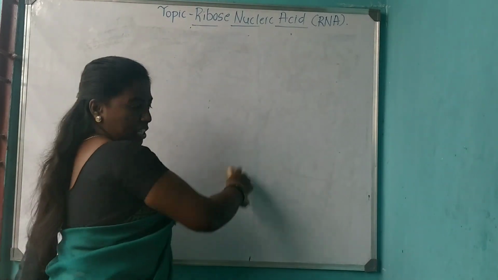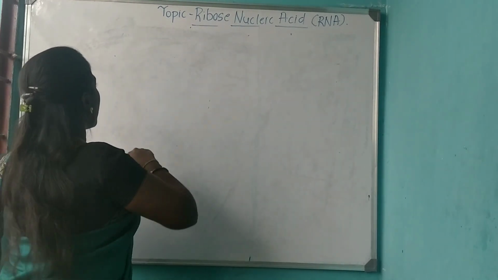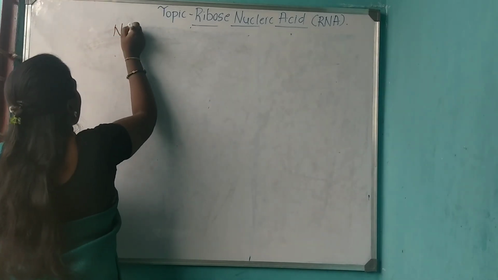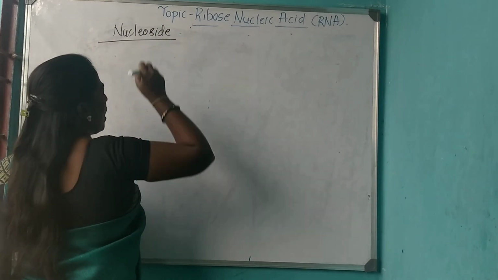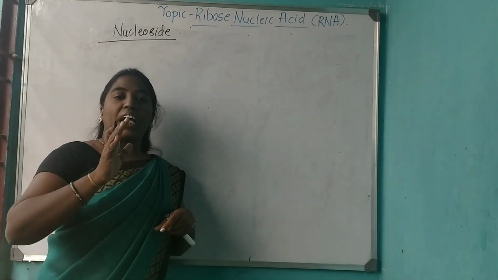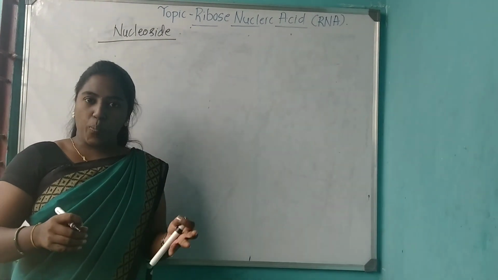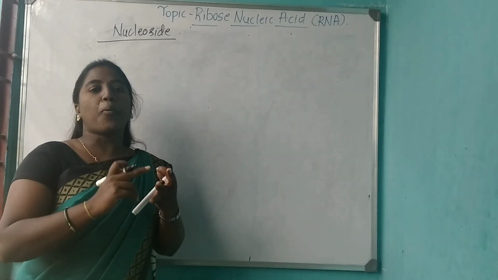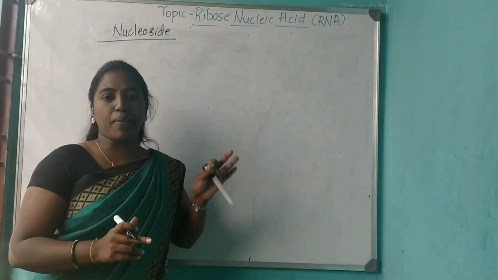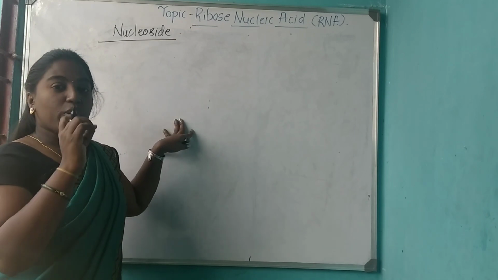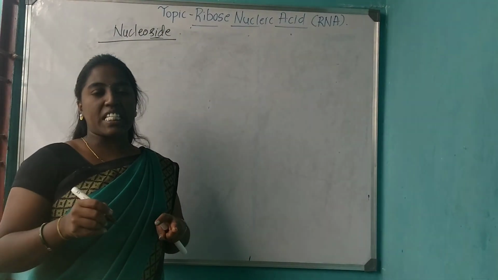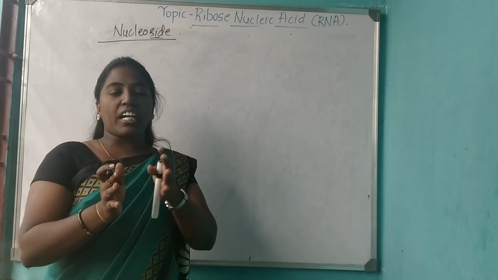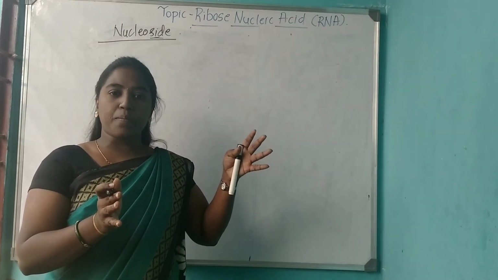So before discussing nucleoside, what is a nucleotide? Okay, so now we are going to discuss about nucleoside. We know that nucleotide is made up of three components, that is pentose sugar, phosphate and nitrogenous base. But here, nucleoside is formed by two components, that is pentose sugar combines with nitrogenous base.